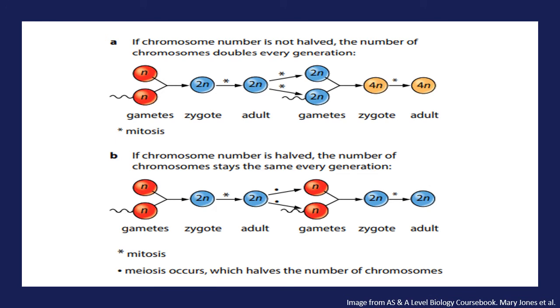So again, this is just an explanation that if a chromosome number is not halved, the number of chromosomes will double in every generation. And obviously that then becomes a problem, because look at this here. We start with N and N, that's 2 haploid gametes. They fuse to form a zygote. That zygote undergoes divisions, it grows and becomes an adult.